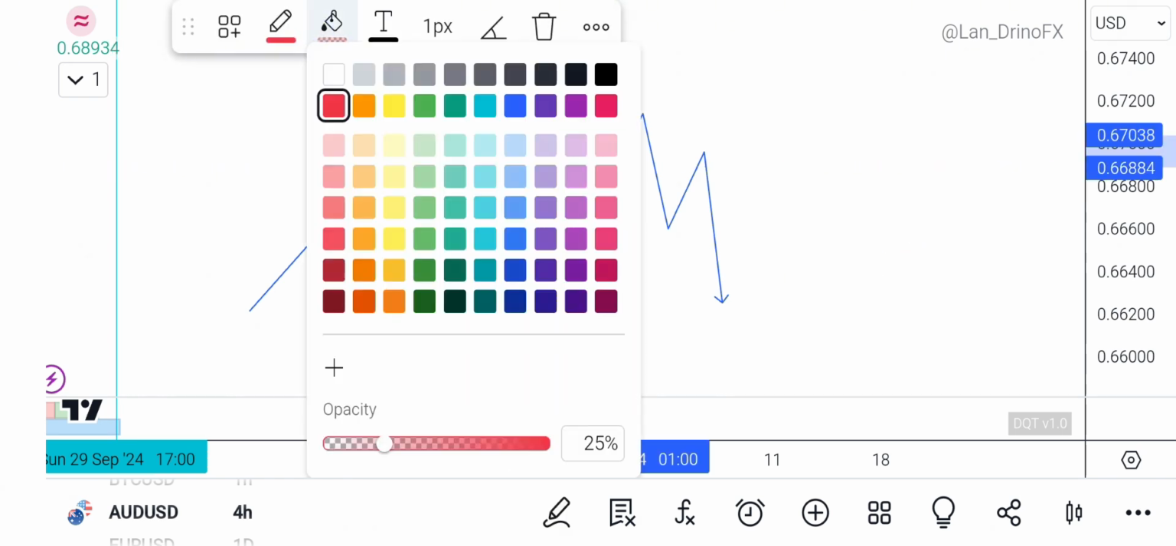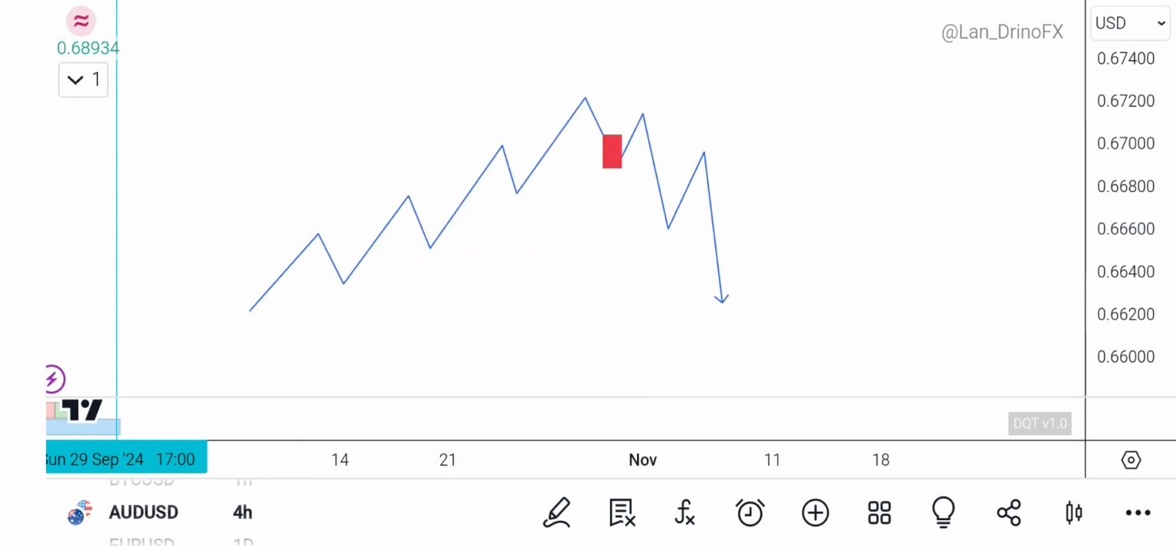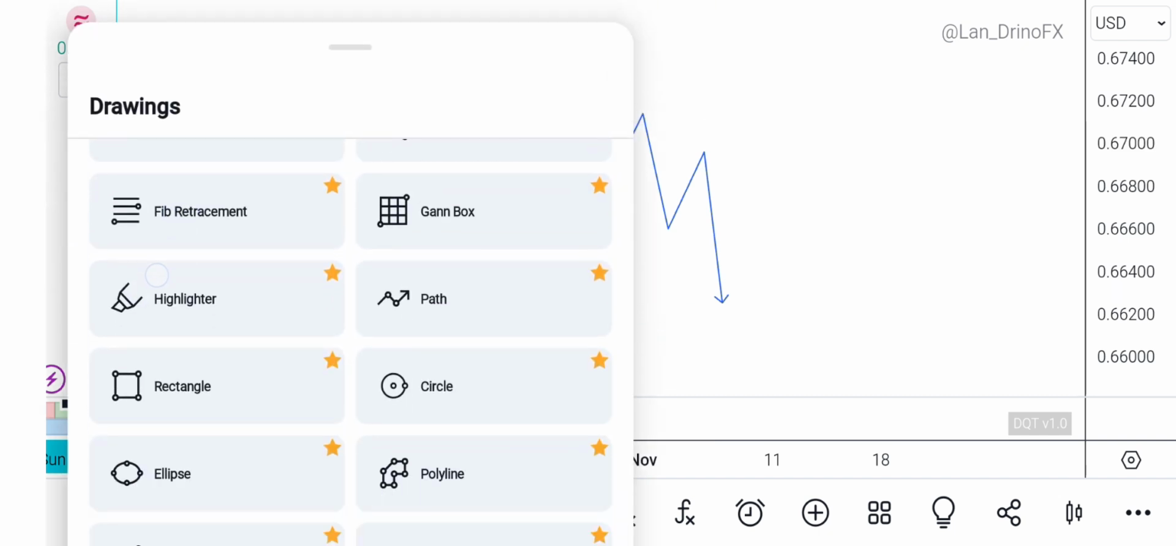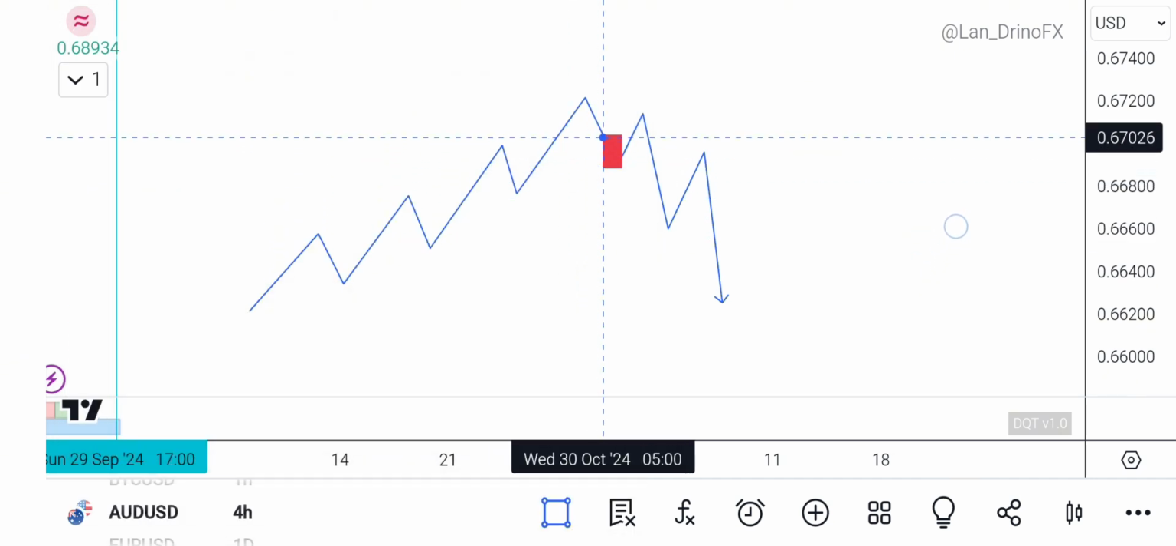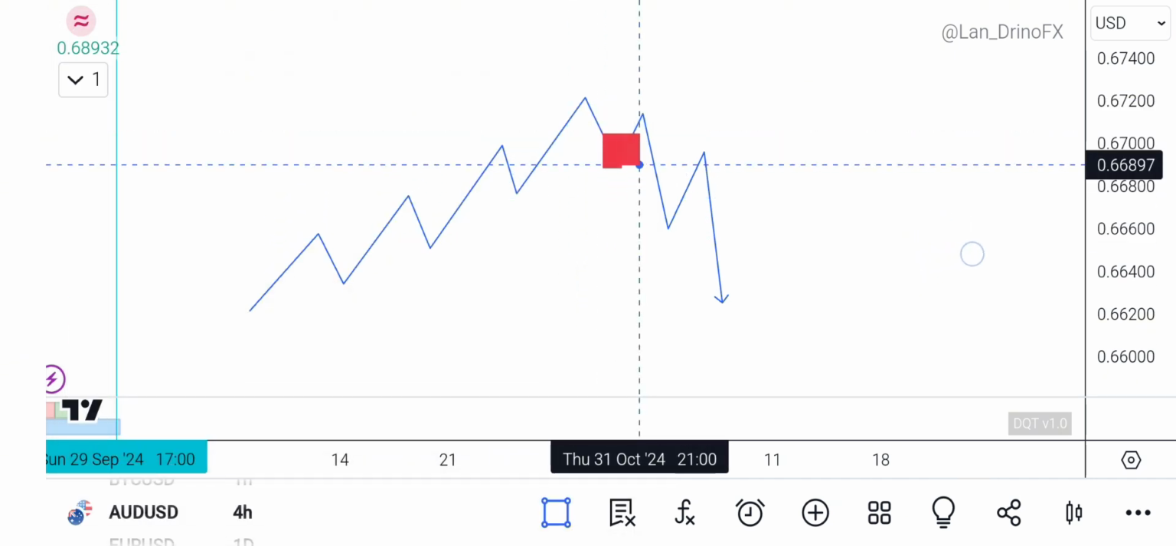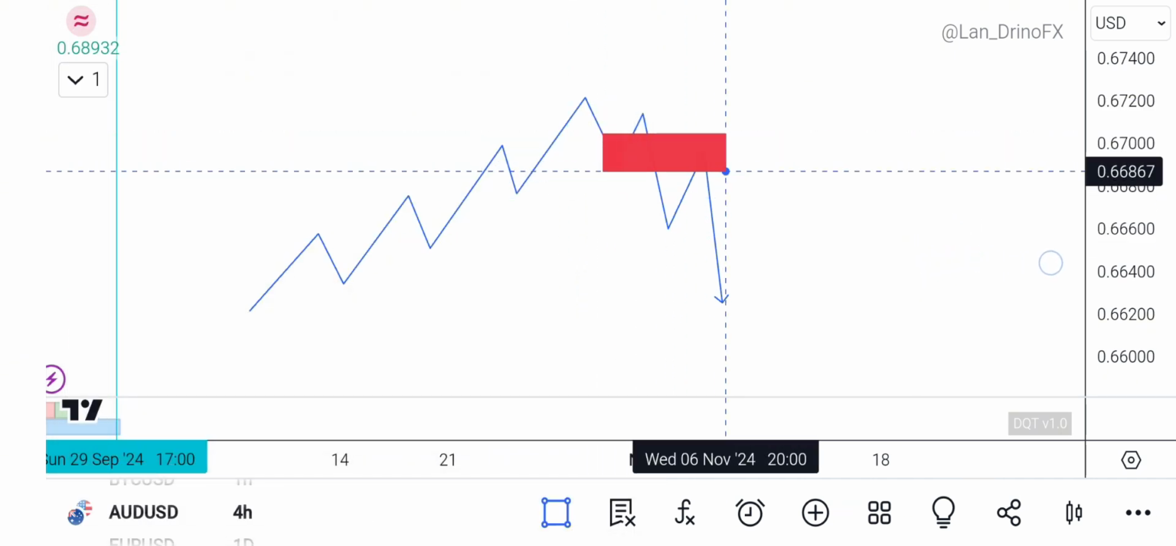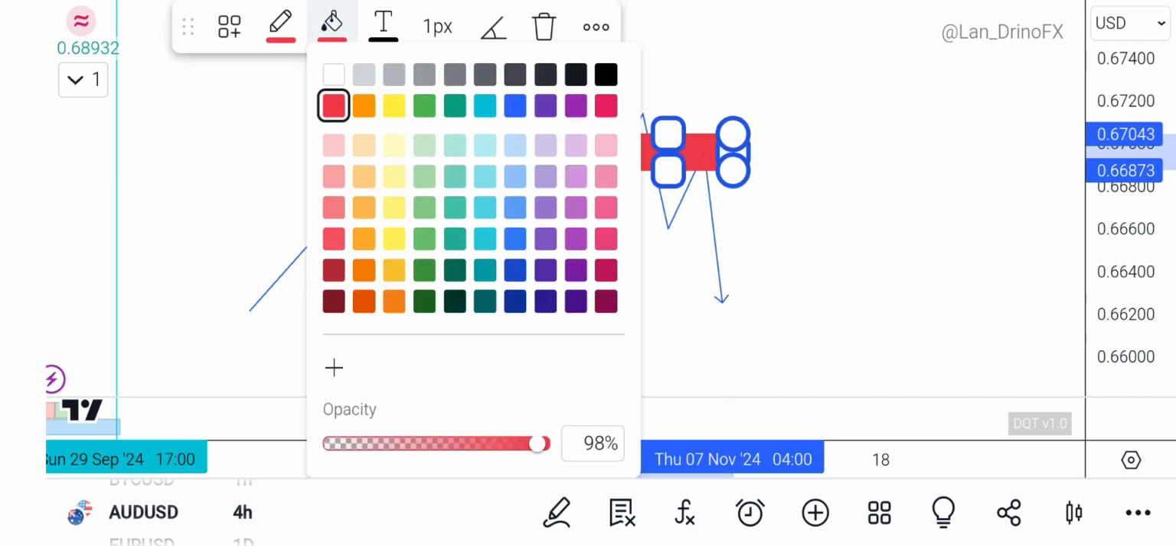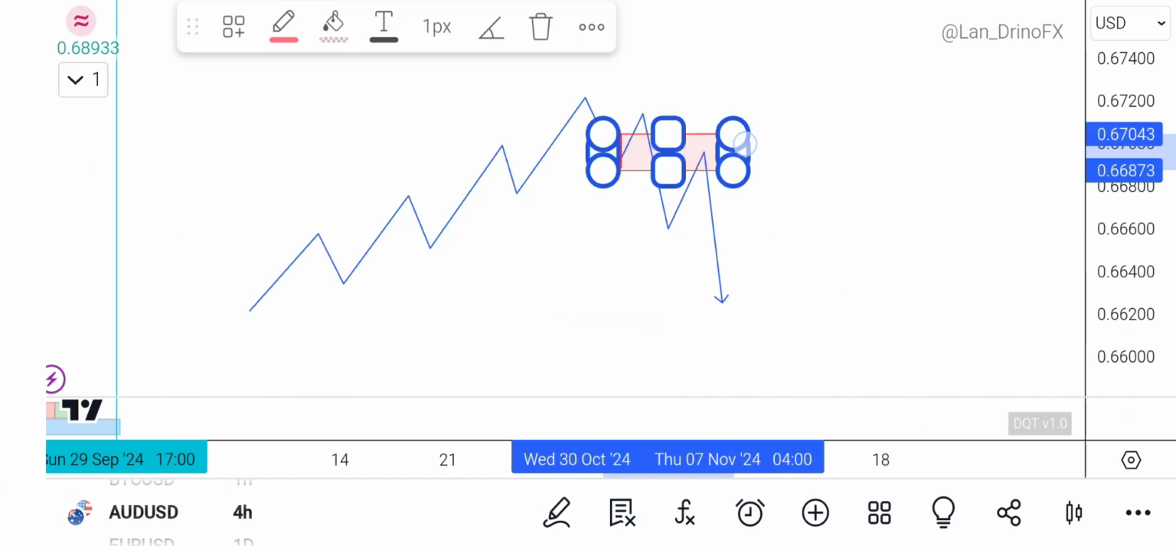Let's make it red. Okay, this should be the last sell candle that was formed. So we are going to extend it across, and when the market returns there, we want to sell from there. Let's reduce the opacity of this, and then you always make sure that you label it.